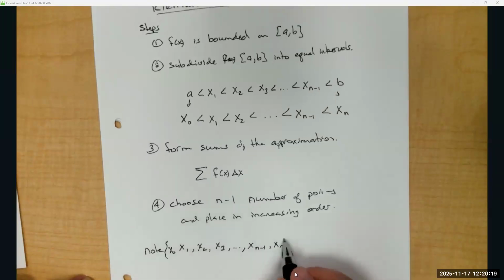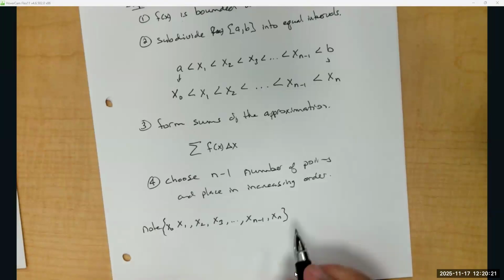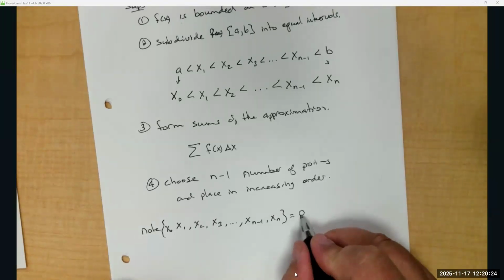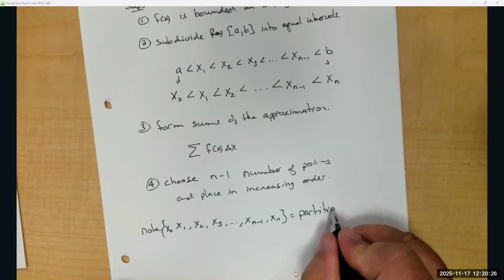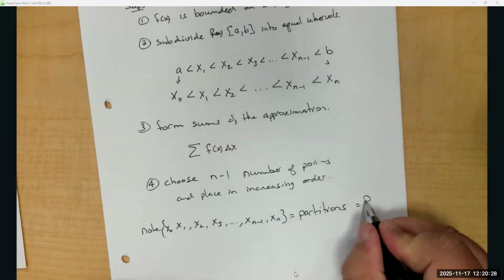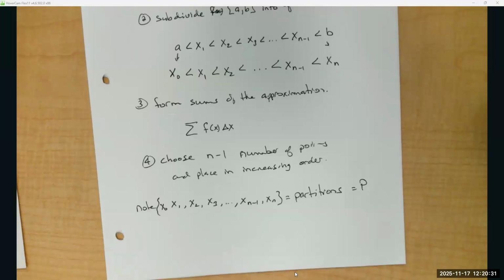Note, these x intervals are called partitions. Those are all your points. You put them in increasing order. Again, from these, we'll create our intervals, x0 to x1, x1 to x2, x2 to x3, and so forth. So if all the widths are the same, it doesn't matter.